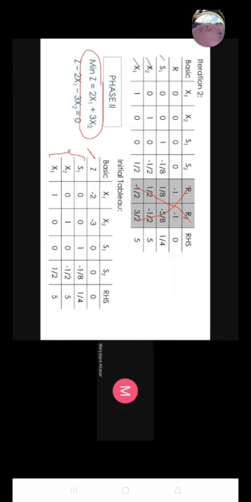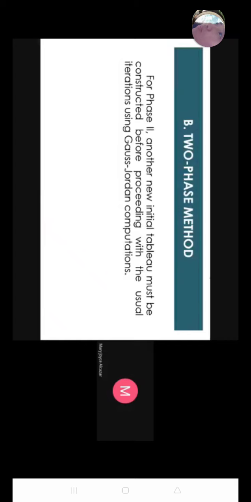And then for the z row, you just need to plot the values from the original objective function. So here is -2, -3, 0, 0, and 0. The rest of the values here are extracted from the last tableau in phase 1. So after creating an initial tableau for phase 2, you need to create a new initial tableau. This is the new thing about the artificial starting solutions.